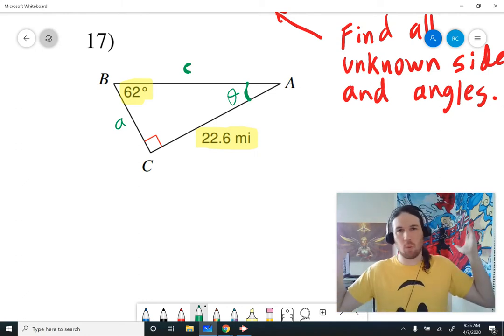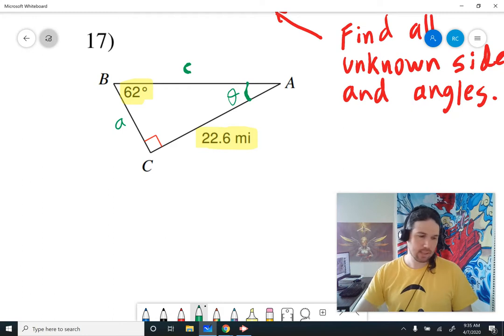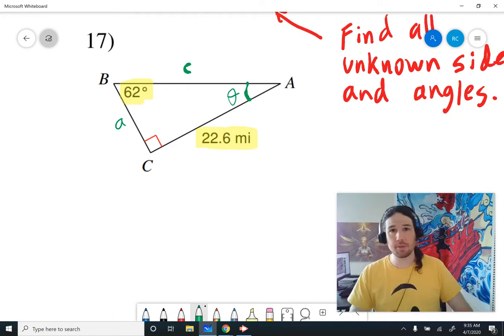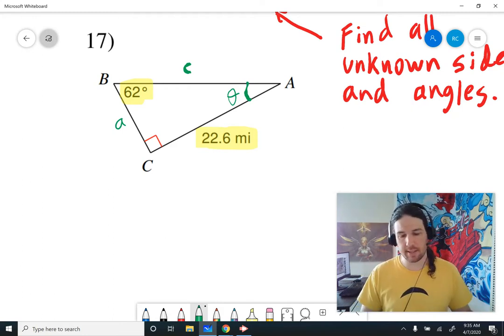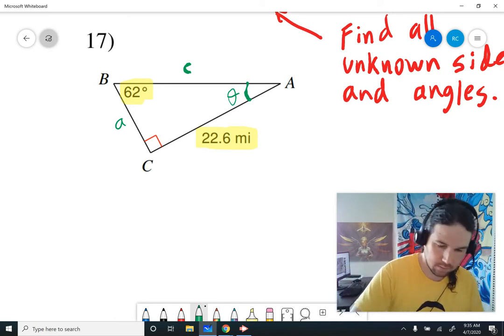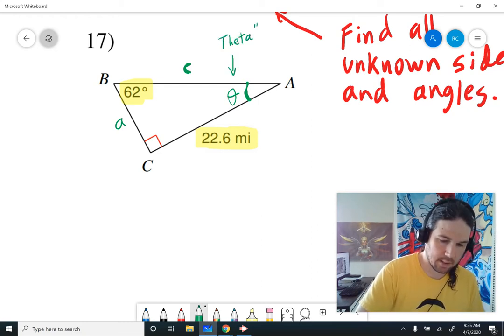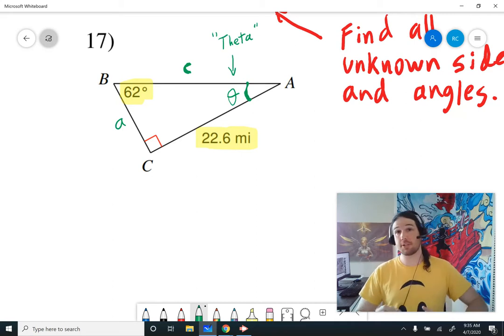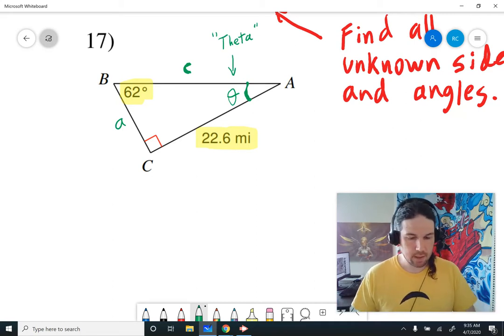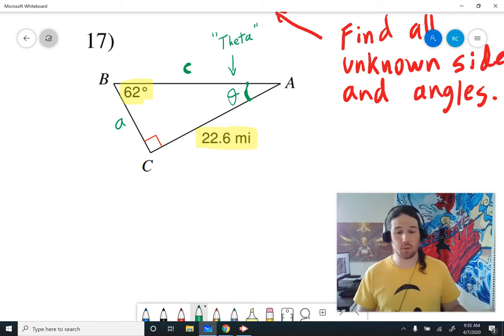Again, X, Y, M, N, happy face, sad face. The symbols you use don't matter whatsoever. I'm going to use little a for the short leg and C for the hypotenuse, and then that theta, it's a Greek letter. We use it for angles all the time. Okay, so speaking of theta, I think that's going to be the easiest one to find.